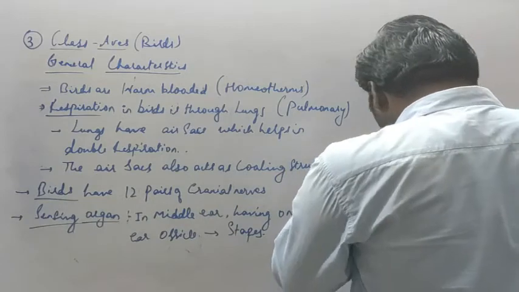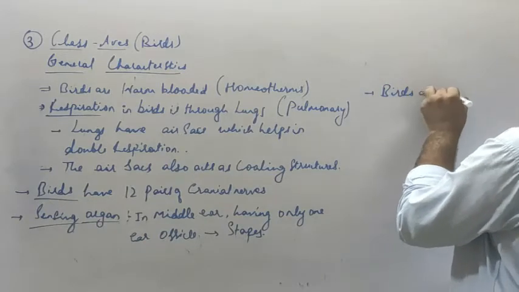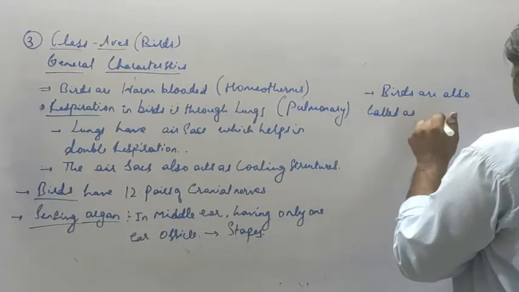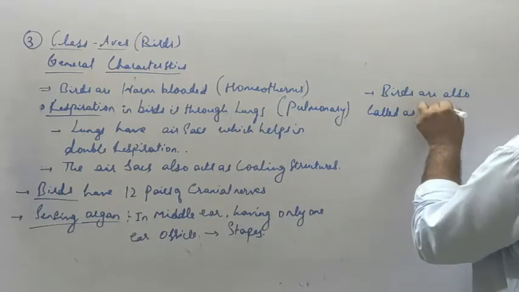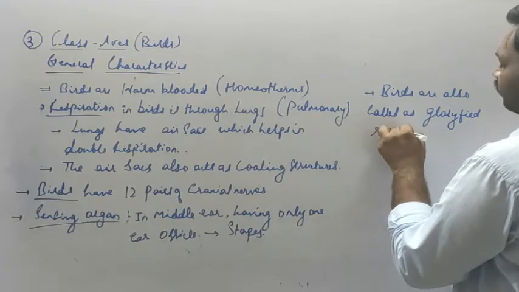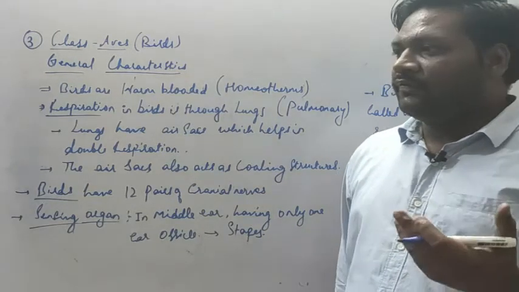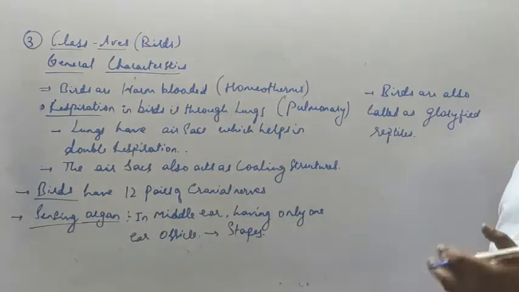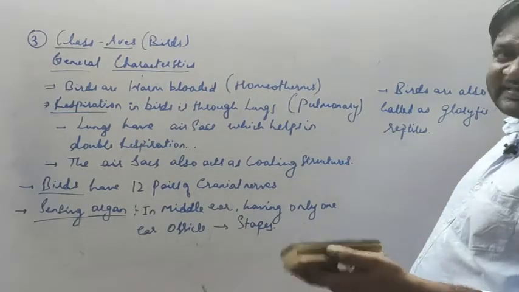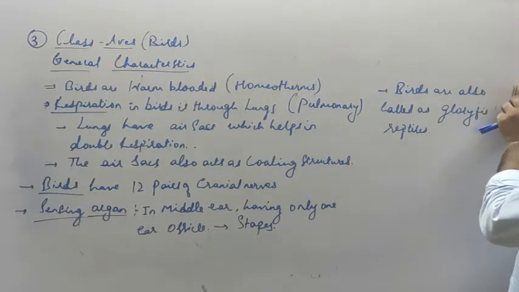Okay, then birds are also called glorified reptiles. Okay, why are we calling them glorified reptiles? Because the birds have evolved from the reptiles only, and one such evidence we have is the Archaeopteryx. Now next we are going to discuss some examples in the class Aves. Okay, so I'll rub this and you can note down by pausing the video.